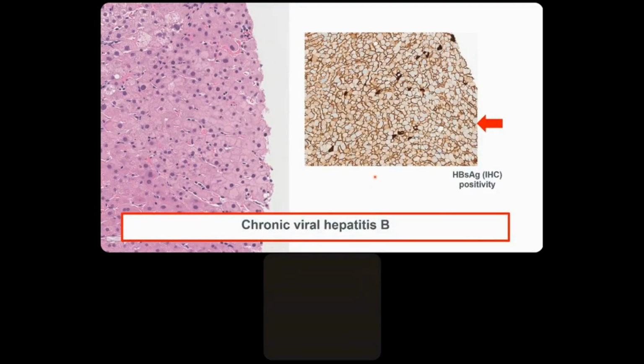And so if you perform immunohistochemistry here, you can see that there is strong positivity for hepatitis B surface antigen, and that the ground glass appearance is actually due to proliferation of smooth endoplasmic reticulum and accumulation of intracellular hepatitis B surface antigen. So therefore, the final diagnosis here is that of a chronic viral hepatitis B.